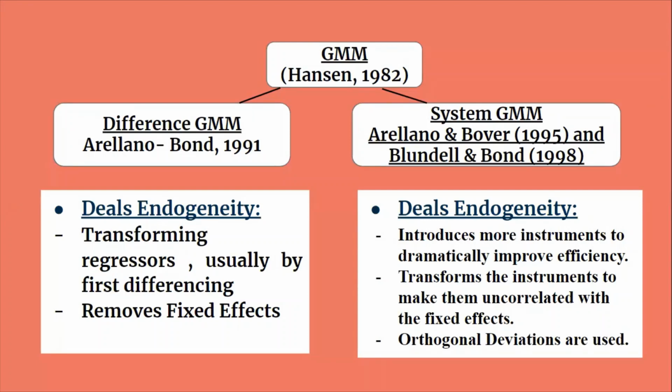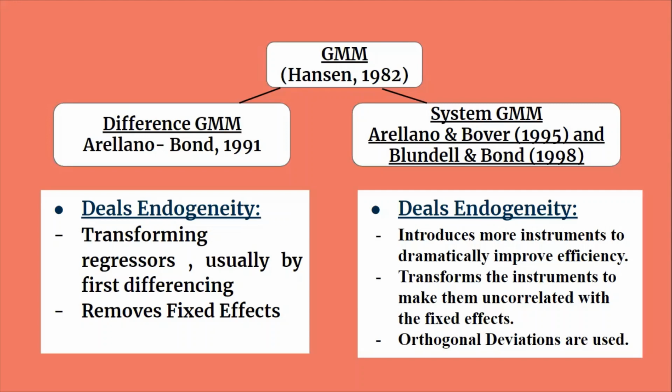But the first difference transformation has a weakness: differencing will magnify the gaps if you are dealing with an unbalanced panel data. Now the system GMM deals with endogeneity by introducing more instruments, which dramatically improves the efficiency of the model, and it transforms the instruments to make them uncorrelated with the fixed effects. And lastly, orthogonal deviations are used to deal with endogeneity.